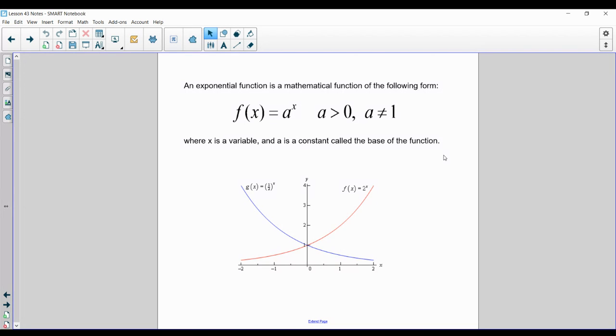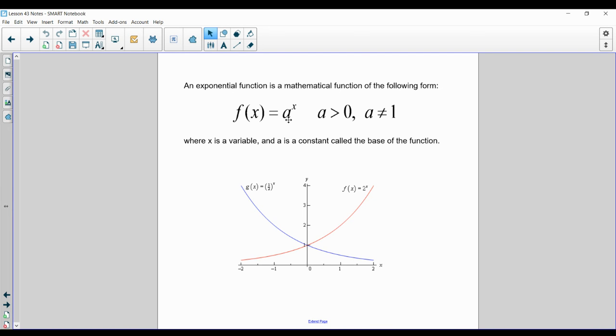One in blue would be anything where your base is in between 0 and 1, so 1/2, 2/3, 5/19, something along those lines. It's going to end up looking like this, which will come out in the wash when I show you how to work these things. So essentially, you're going to plug in numbers for x, see what comes out for y, and graph it.